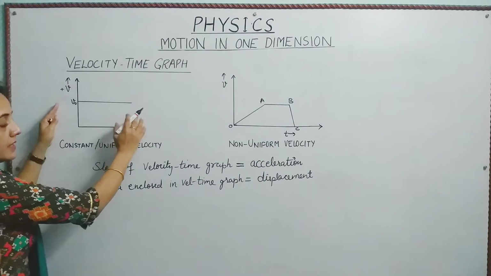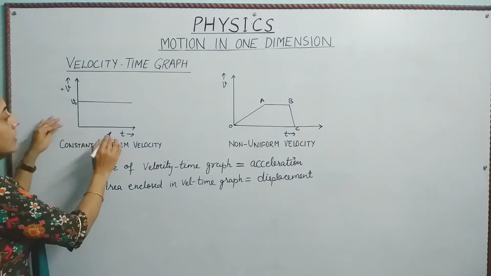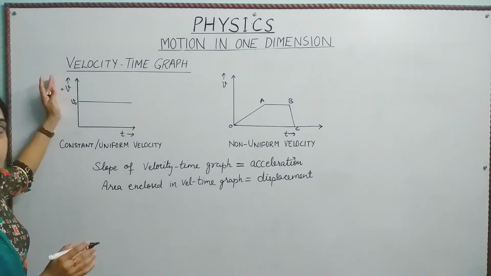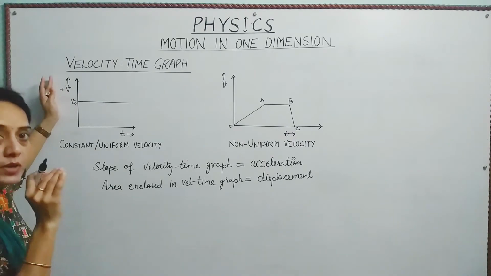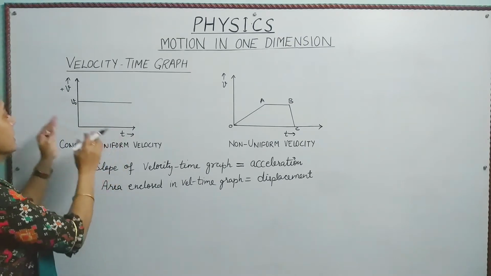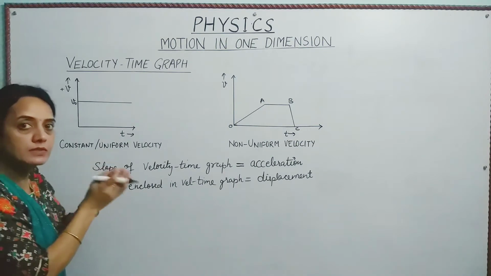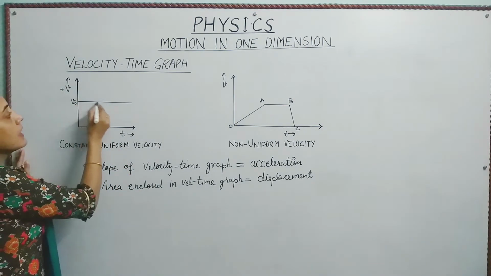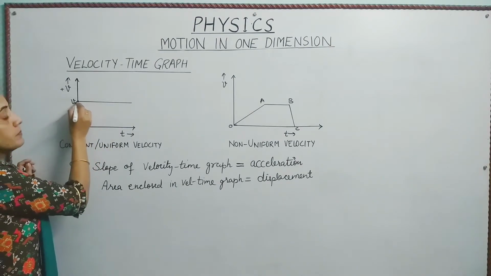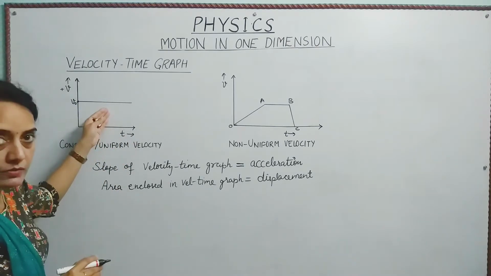Now we come to the velocity time graph. Here this is the graph for constant or uniform velocity. Mind it, this is the time axis where time is shown. Now on this y-axis, instead of position, we are now showing the velocity of the body. So this has now become a velocity time graph. Since the body is moving with uniform velocity, uniform means constant velocity, this line is a straight line parallel to the time axis, meaning a particular velocity is maintained throughout. So this is constant velocity.